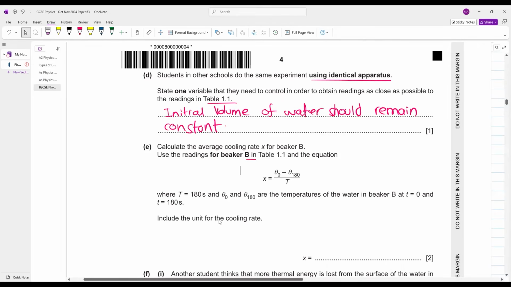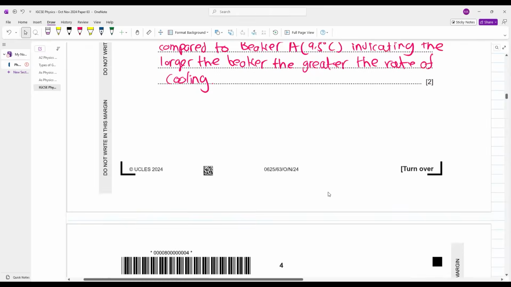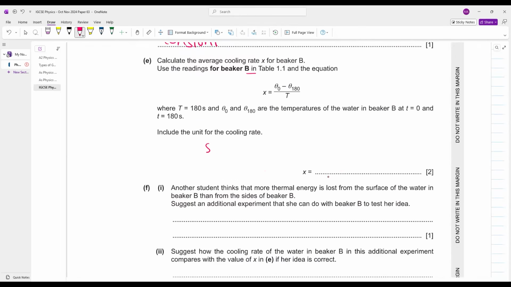अच्छा जी, average cooling rate निकालना है. Okay. For beaker B, what was the temperature at 0 seconds? 80 degrees centigrade. What was the temperature at 180 seconds? 63.5. तो 80 minus 63.5, टाइम क्या है बेटा? 180 seconds. Can you calculate the cooling rate? Yes. 80 minus 63.5 divided by 180. Cooling rate comes out to be what? Okay, what will your answer come out to be? 0.0917 degrees centigrade per second. Simple.